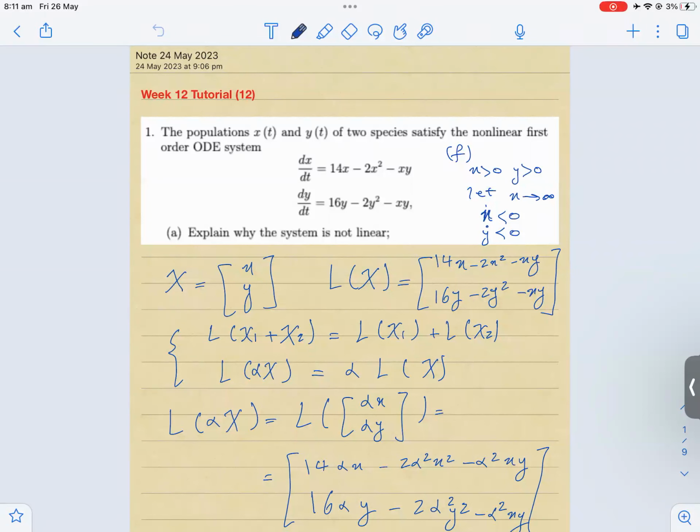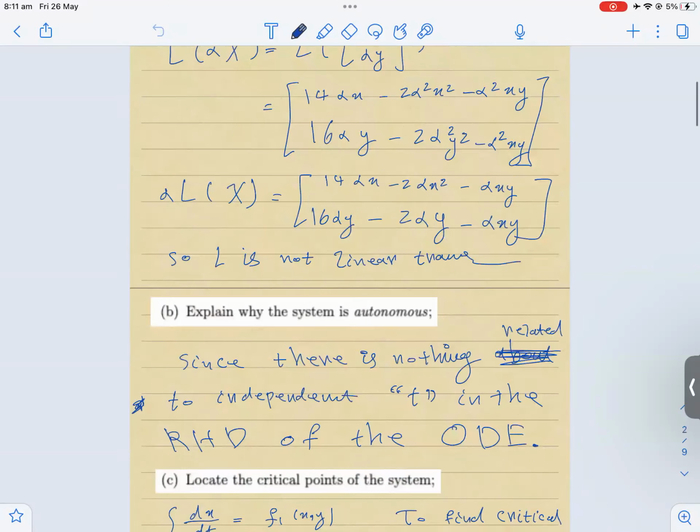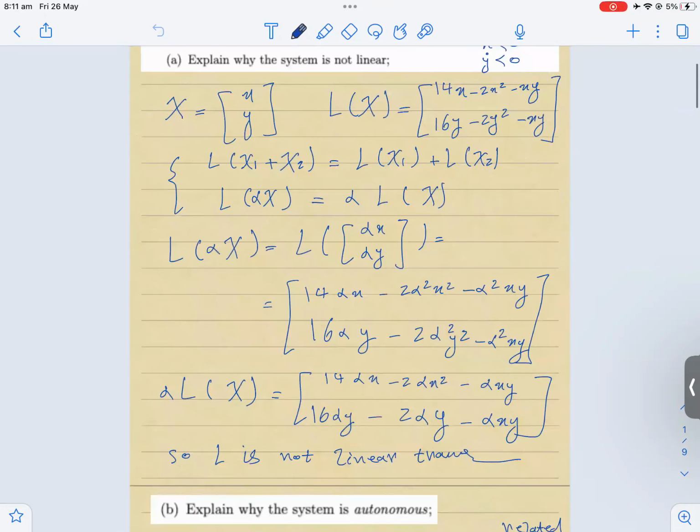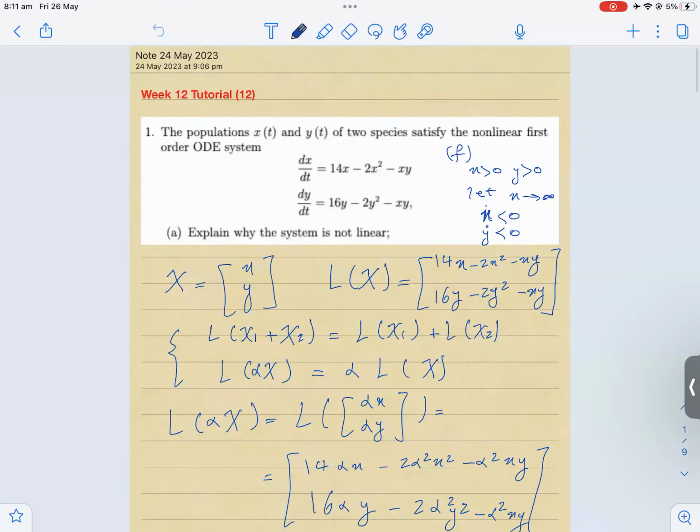Okay, let's start with question 1. I just wanted to erase what I have written here, but maybe that's fine. So today, compared to yesterday, I want to do an extra thing. So you see this here, 14x minus 2x squared.